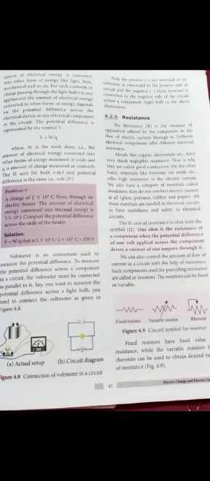Now let's see about resistance. Resistance is the measure of opposition offered by the component to the flow of electric current through it. Different electrical components offer different electrical resistance. Metals like copper and aluminium have very negligible, very small resistance. That is why they are good conductors. They will conduct electricity easily.